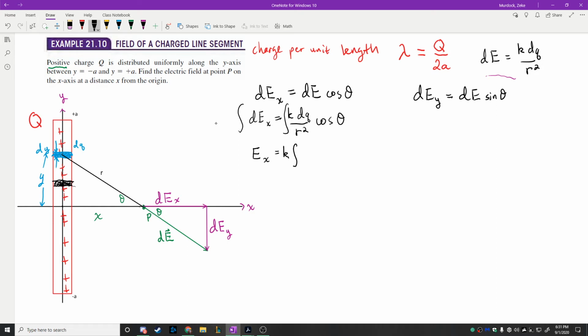One of the first things we can do, though, is say, because the charge is linearly distributed, we can rewrite our dq as lambda times dy. Lambda was the charge per unit length, and if you multiply by dy, that's going to give you the charge dq. So that's the first thing that we're going to do here. We're going to plug in the lambda dy.